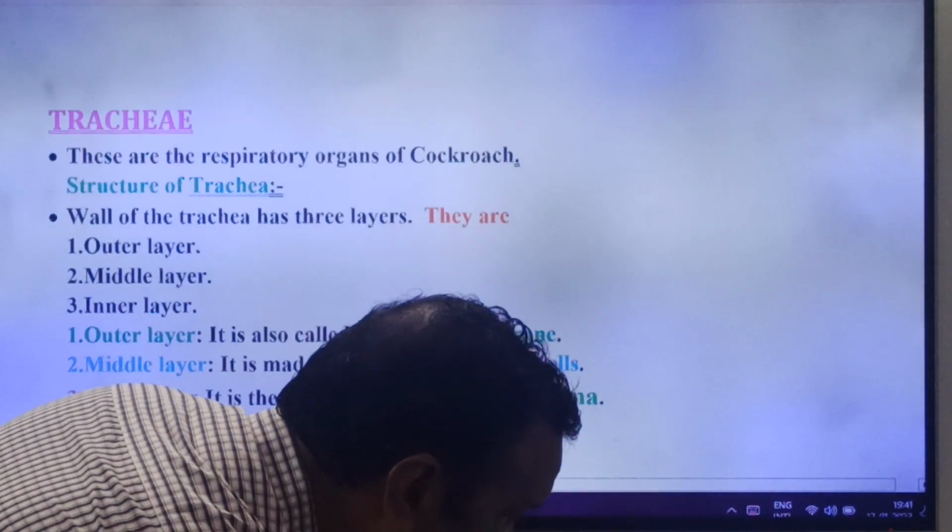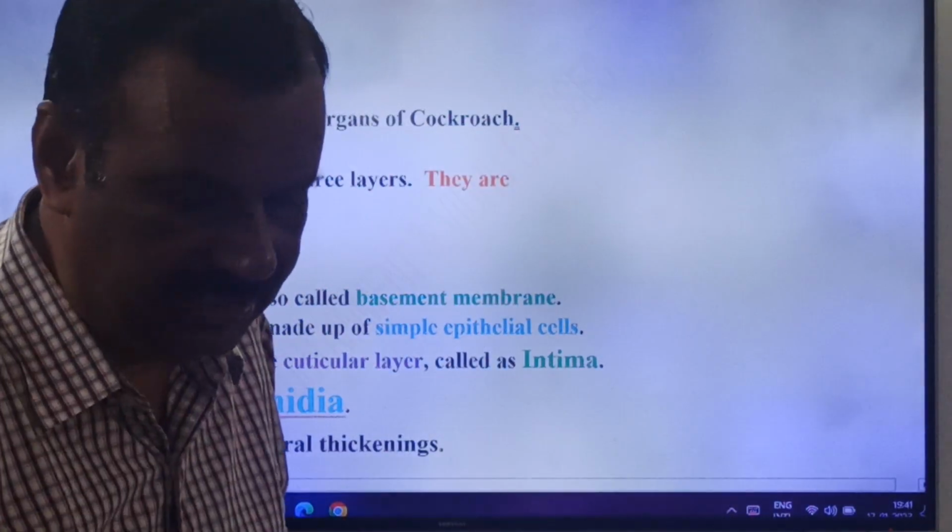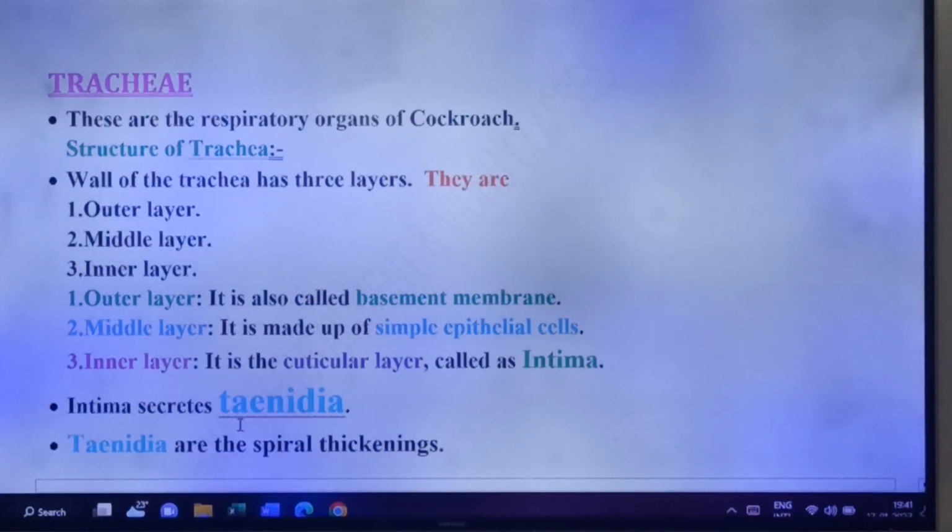Okay. Now next we'll go to the second part. The first part is what, friends? Stigmata. The second one is what, friends? Trachea, plural tracheae. What are tracheae, friends? These are the respiratory organs of the cockroach. Because of that only, the respiratory system of the cockroach is called the tracheal system.